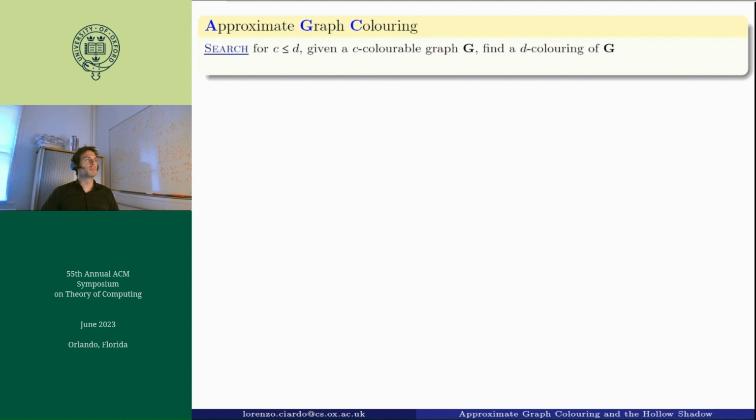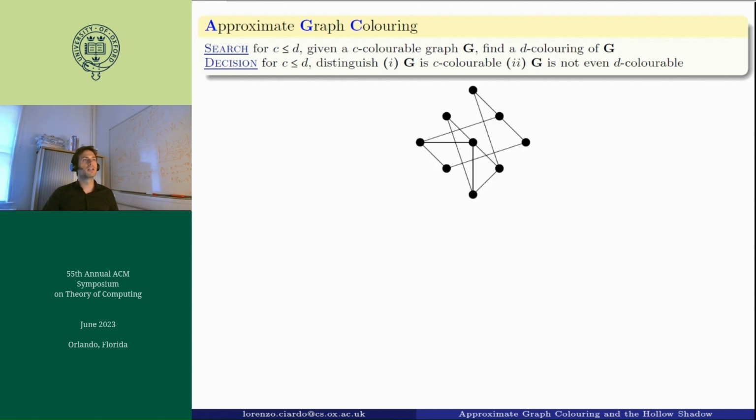Let me first define the problem. In the search version, we are given two integers c less than or equal to d, and the problem is, given a c-colorable graph G, find an explicit d-coloring of it. In the decision version, again, we have c less than or equal to d, and the goal is to distinguish whether a given graph is c-colorable or it's not even d-colorable. By coloring, I mean assigning colors to the vertices of the graph in a way that two adjacent vertices get distinct colors.